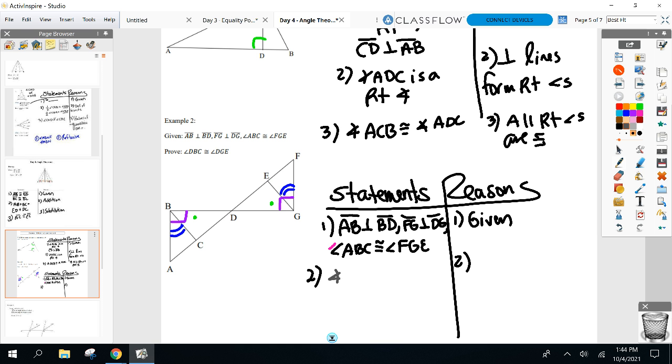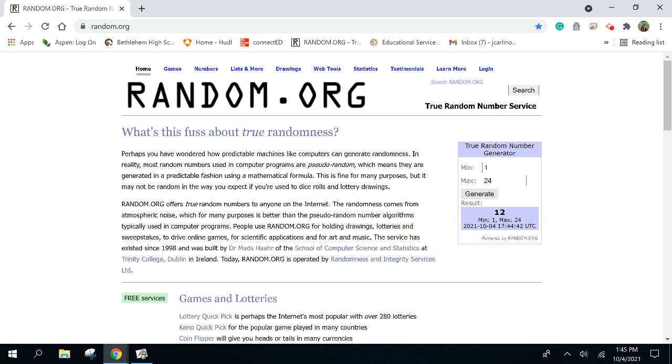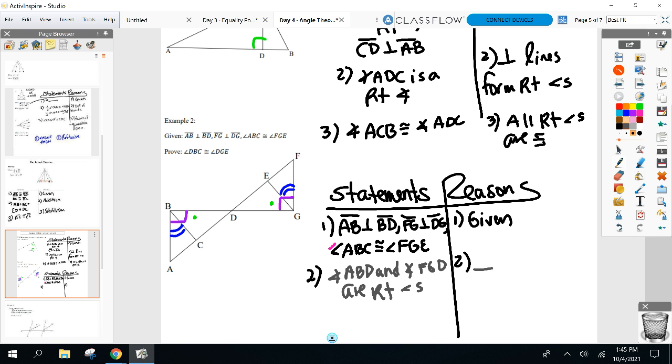Angle ABD and FGD are right angles. How do we know they're right angles? Let's go. Reason 1, Megan, how do I know they're right angles? Because AB is parallel to BD. There's no parallel lines in this proof. Oh. There's no, I don't know where that word came from.